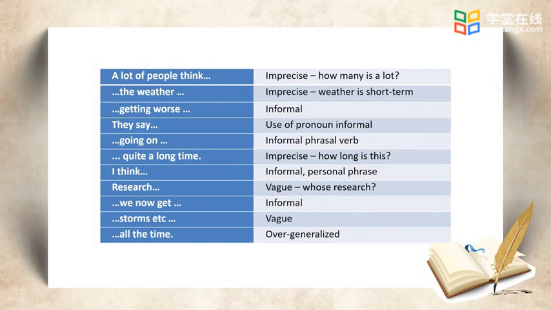A lot of people think is an imprecise expression. Readers will ask, how many is a lot? The word weather needs to be replaced by climate. The other imprecise expressions include quite a long time, research, and storms, etc. Additionally, the original paragraph uses informal verbal phrases such as getting worse and going on, and informal pronouns such as they say, I think, and we now get.